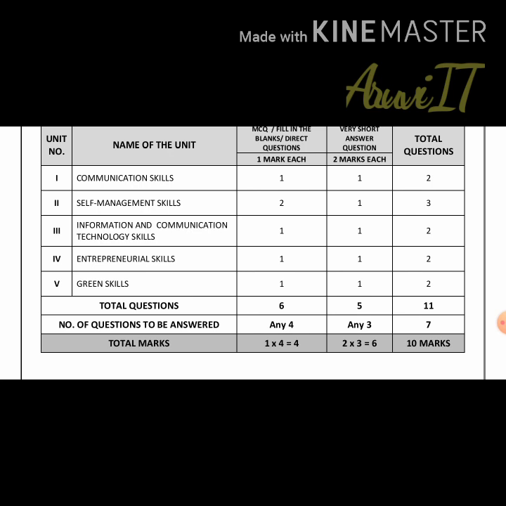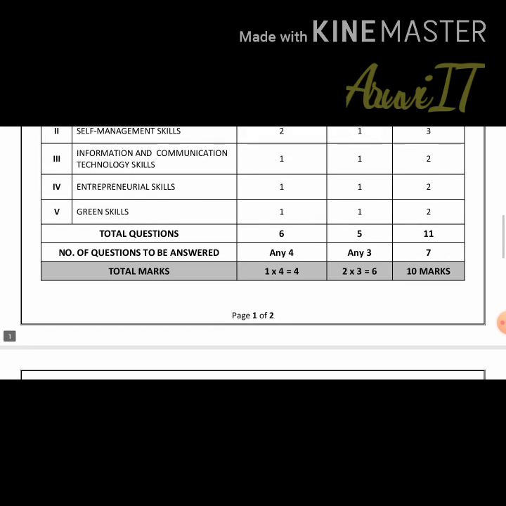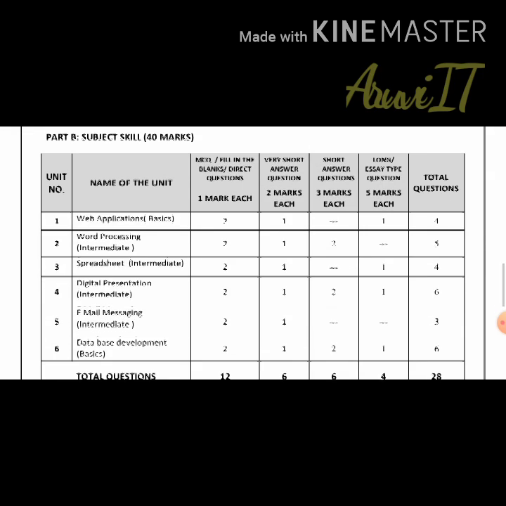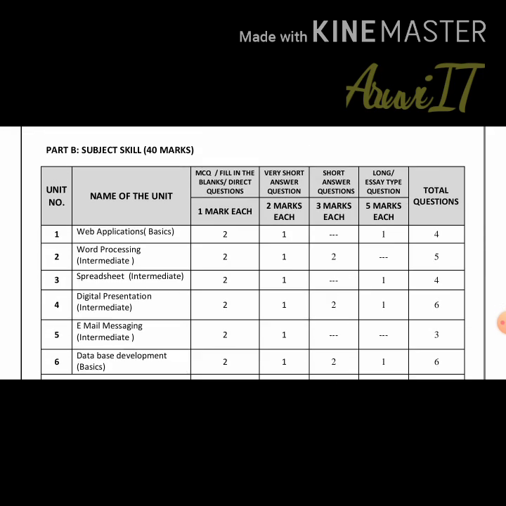So for total marks, 1 into 4, that is 4 marks, and then 2 into 3, that is 6 marks. So totally 10 marks we can score in Part A. So the next one, that is Part B, the subject skill. Here the maximum mark is 40 marks.